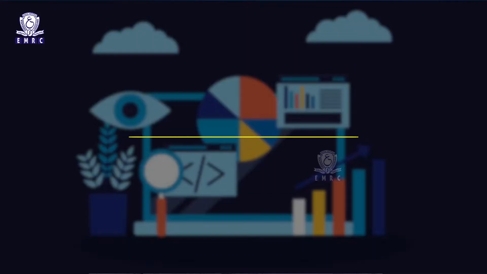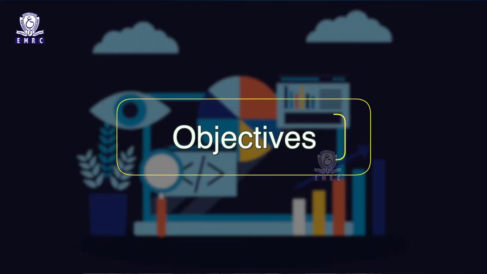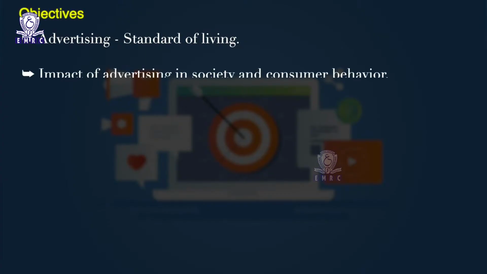Advertising in developing and emerging countries illustrates the challenges and opportunities for advertising in these countries and explores their critical relationship with developed economies, with a multifaceted analysis on the role of advertising in an interdependent global economy. Objectives: advertising, standard of living, impact of advertising in society and consumer behavior.